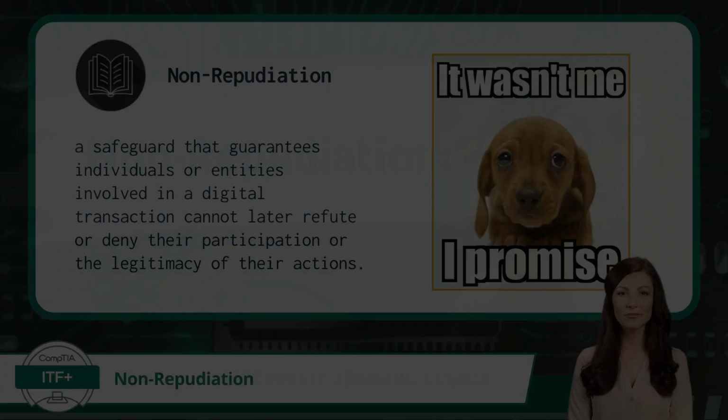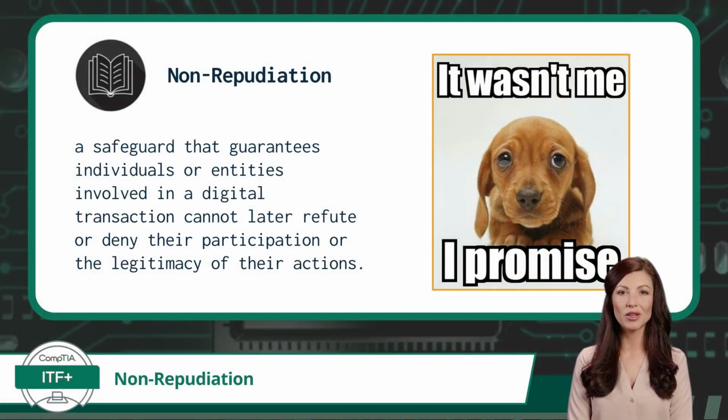Non-repudiation. In simple terms, non-repudiation is a safeguard that guarantees individuals or entities involved in a digital transaction cannot later refute or deny their participation or the legitimacy of their actions. Think of it this way: imagine you're sending a handwritten letter to a friend. Once it's sent, you'd want concrete assurance that you indeed sent the letter and, equally important, that your friend received it. You would want proof that eliminates any room for doubt or denial from either side.